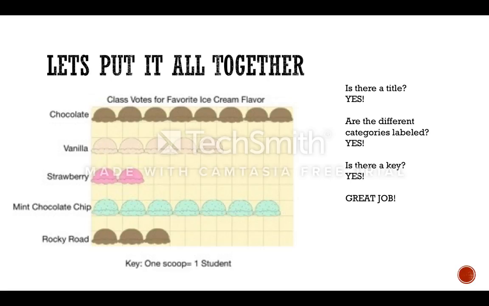Okay, we're back. So strawberry would be 2 for 1 scoop and 2 for the second scoop. So if we remember, 2 plus 2 equals 4. So that means 4 students voted for our strawberry ice cream. Okay, so that's the end of my little slideshow.